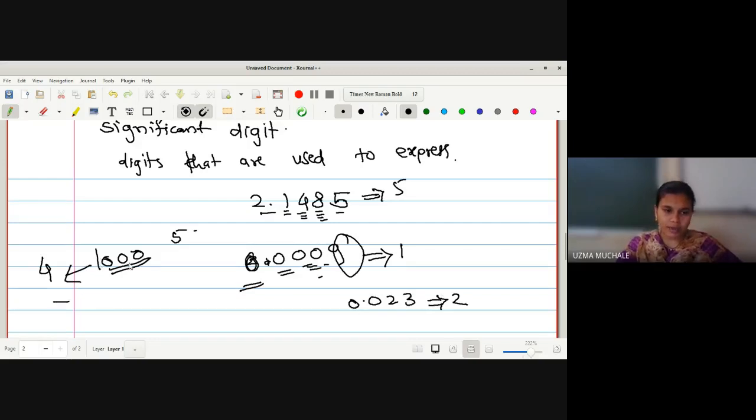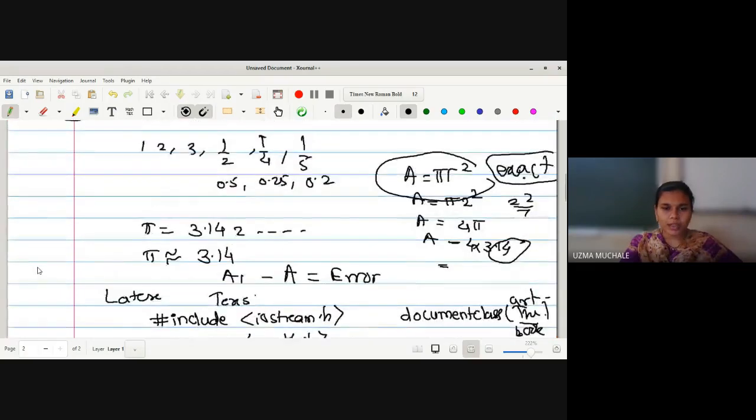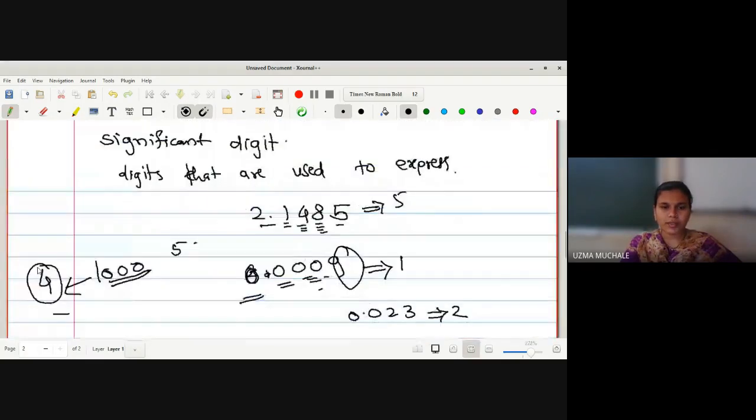And here, after 1 it is having some values. After 1 we can say there are 3 zeros, so we can count it as 4 significant digits. Any doubt in the definition of error or significant digits?